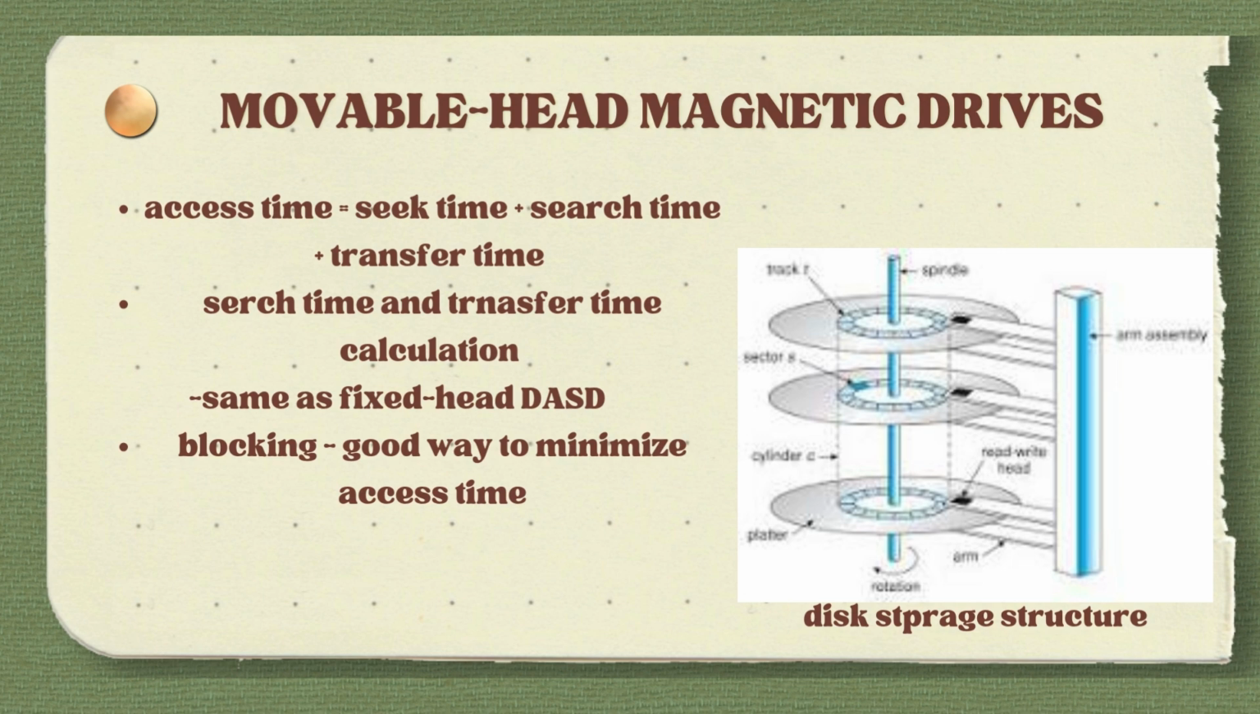Movable head disk drives add the computation of seek time to the equation. Seek time is the time required to move the arm into position over the proper track. So the formula is seek time plus search time plus transfer time, and so we can get access time. Among the three components of access time in the equation, seek time is the longest. Blocking is a good way to minimize access time.